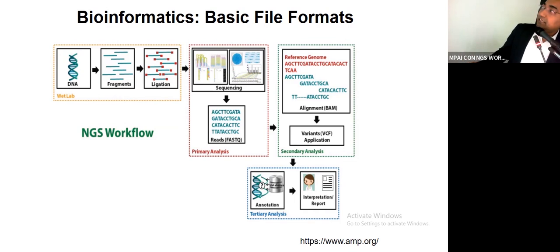From the variants that you got, you interpret and generate a report. You want to include some variants, you want to exclude some, you want to analyze them, and then generate a report. This is called the tertiary analysis. So you have primary analysis, secondary analysis, and tertiary analysis. There are different companies and software working in different areas. Some software might take a BAM file, some might take raw data, some might take FASTQ files.